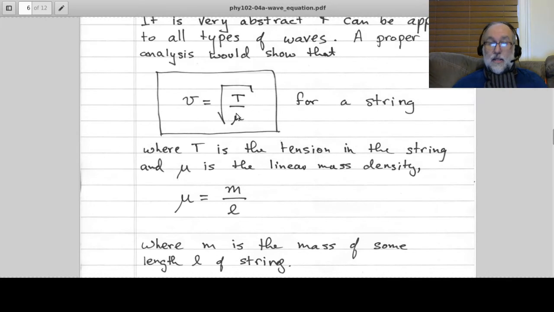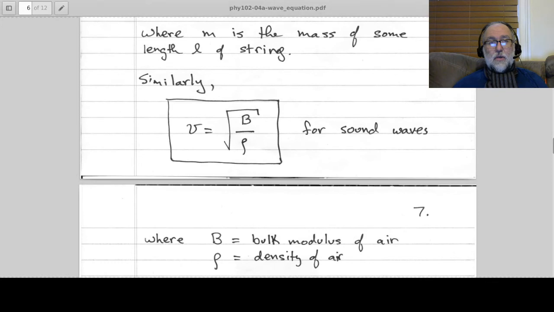That's right, because the bulk modulus, and remember what the bulk modulus is when we looked at elasticity, is how much you can compress something. It's the bulk compressibility of an object, or in this case, air. So this is kind of like the tension, and not a linear mass density, because air is not a one-dimensional object, it's a three-dimensional object. So instead of a one-dimensional mass density, you have a three-dimensional mass density.